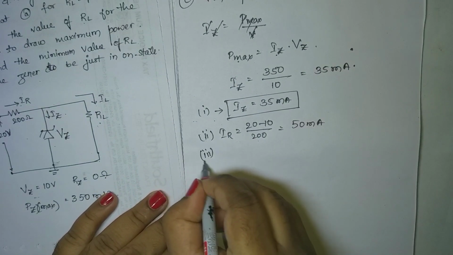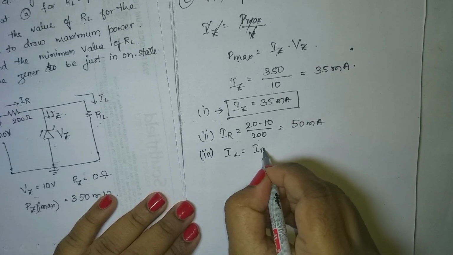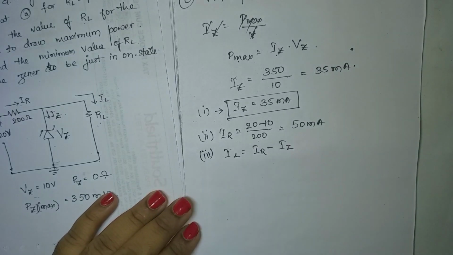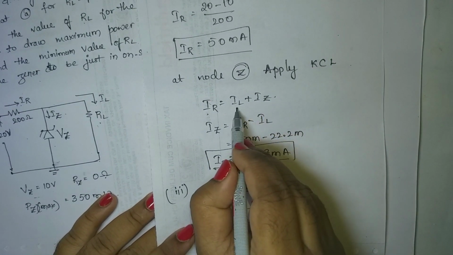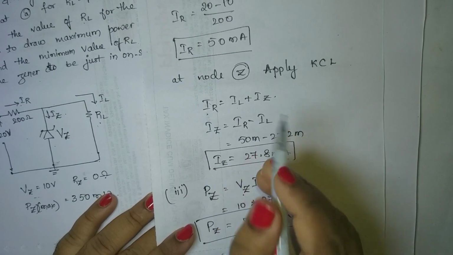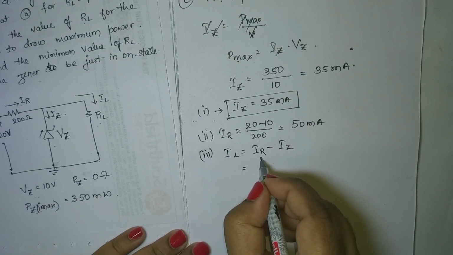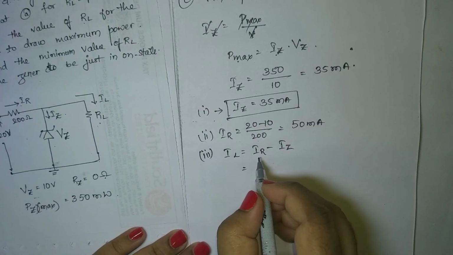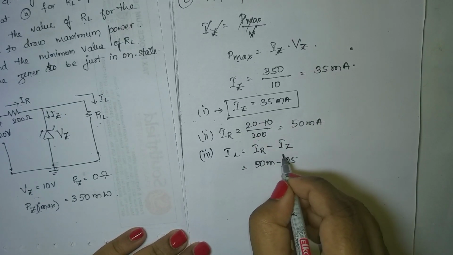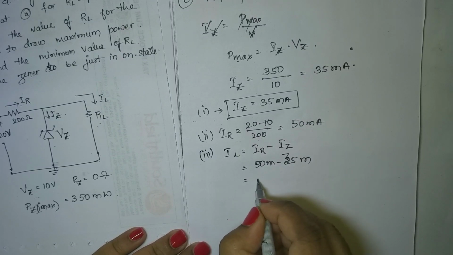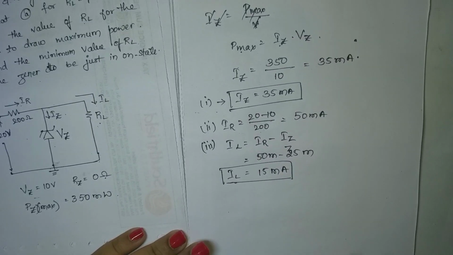Now the third one is, I need to find IL. I can directly write IL as IR minus IZ. How did I get this expression? From the previous equation, IR is equal to IL plus IZ. I need IL, so IR minus IZ. IR is equal to 50 milli minus 35 milli, whose value is equal to 15 milliamps. The current IL is equal to 15 milliamps.